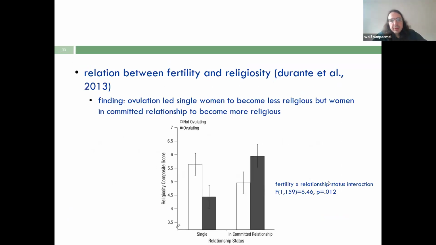The example was based on a study from Durante et al. in 2013. And they looked at the religiosity and the relationship status and fertility in a group of women. And they found that ovulation led single women to become less religious, but women in a committed relationship became more religious. So if you look at this picture, it's a perfect example, like a textbook example of an interaction. If you want to explain interactions, you show pictures like this, so it's perfect. The p-value is small enough, so there's this very nice interaction going on between fertility, or the women ovulating or not, and the relationship status. Are they committed, or single, on religiosity? So it's all very nice.